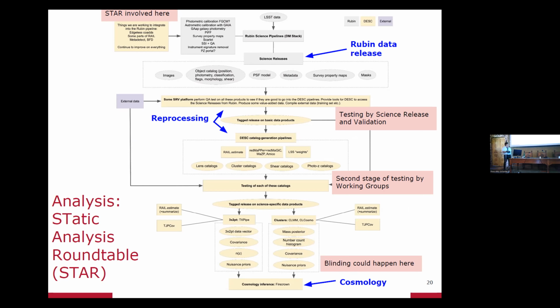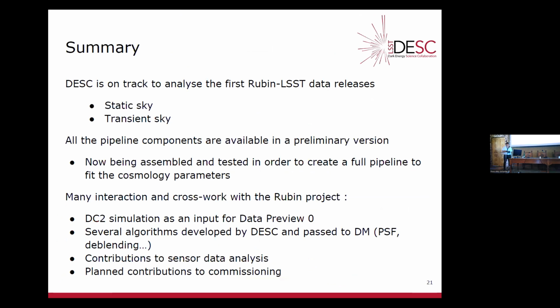And then the last part at the bottom are the set of all the pipeline components which are put together, like the 3x2 point TX pipe, for instance, which has been developed inside DESC, the package for the covariances, the package on the cluster side for the mass posterior, number-cut histogram covariance, and so on. And at the end, the cosmology inference with Firecrown in order to infer the cosmology parameters.